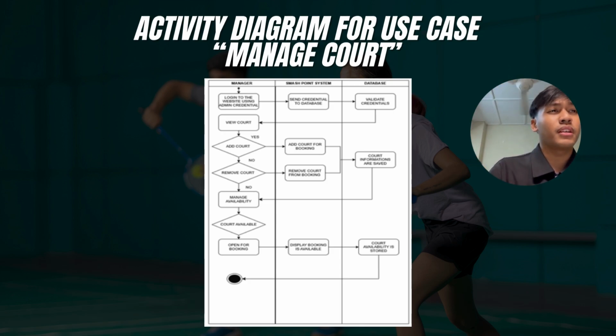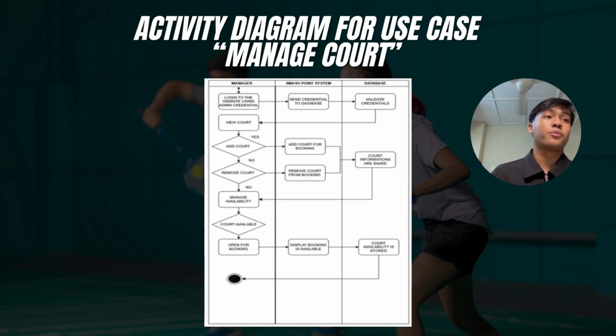After the remove court process, or after the court information is saved, the next step is to manage availability by the manager. So the manager will also look again into the court availability. If the court is available, the manager will open it for booking.